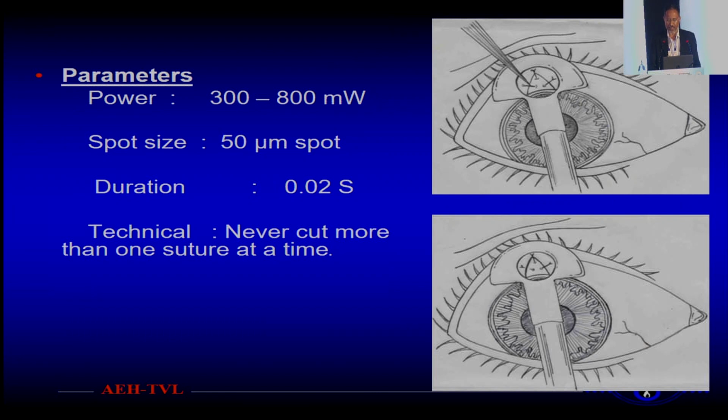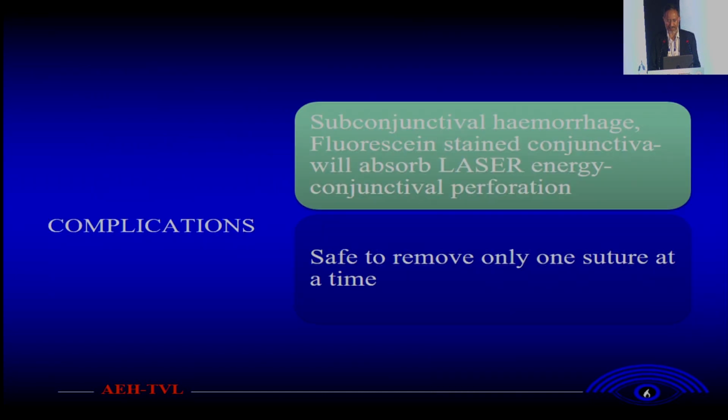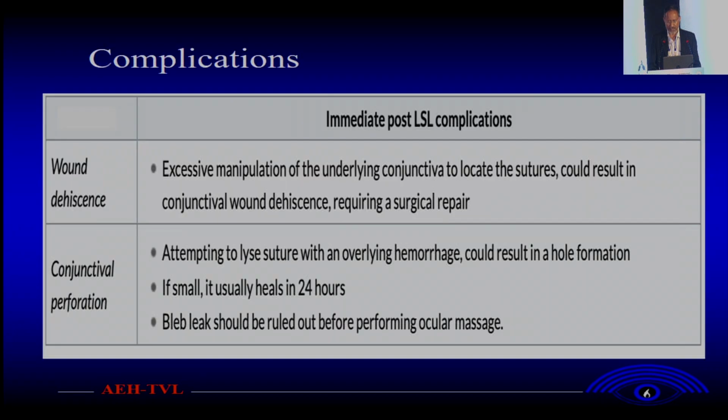Technically, don't cut more than one suture at a time, because sometimes we tend to cut more. If you cut more than one suture at a time, you will land up in a complication. So what are the complications? If you have subconjunctival hemorrhage, or fluorescein-stained conjunctiva, it will absorb more laser energy. So try to use less laser energy, because it can cause a conjunctival perforation. It's safe to remove only one suture at a time.